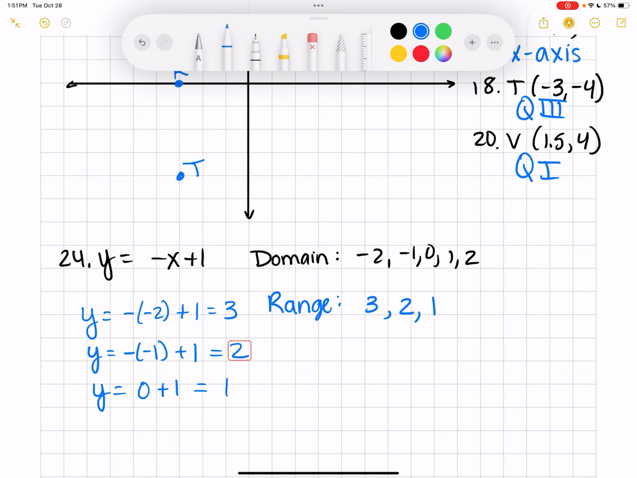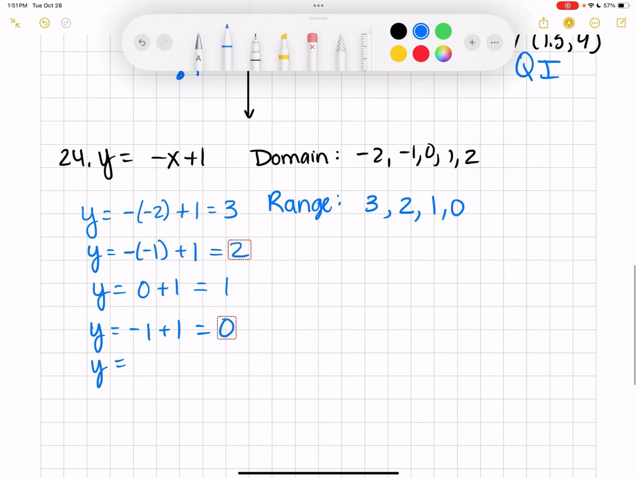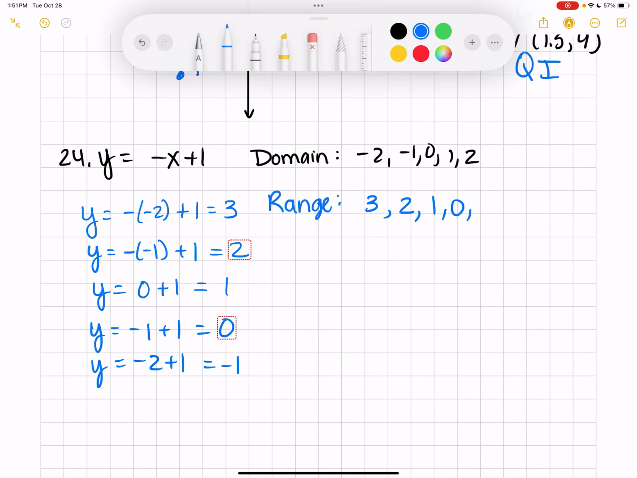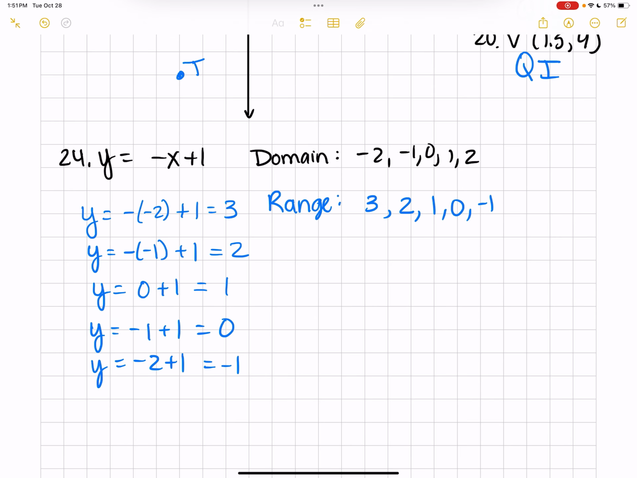You're seeing a pattern. y equals -1 plus 1, 0. And y equals -2 plus 1, -1. I was so confused. I'm plugging in each of these values for x over here, and then just solving each one individually.